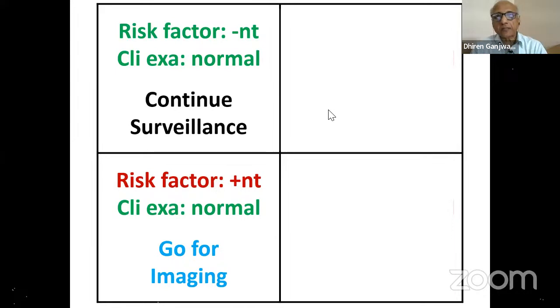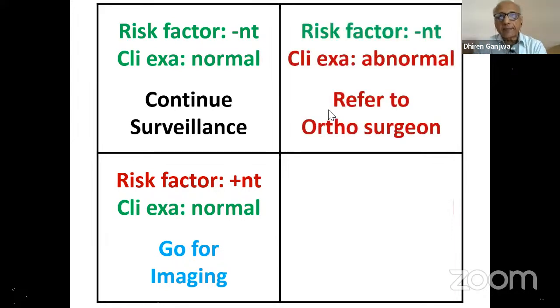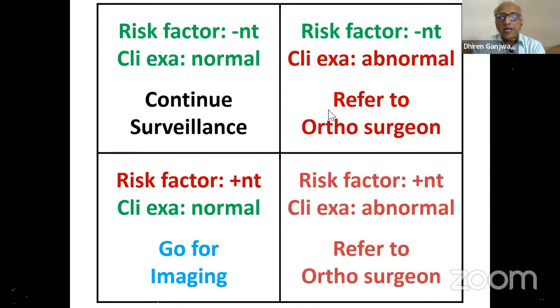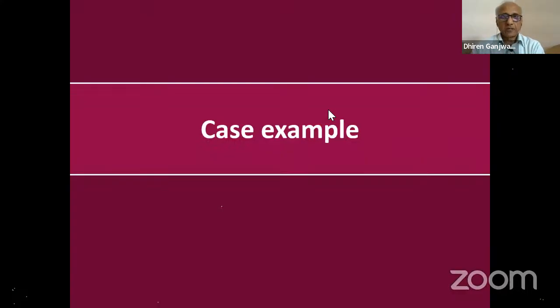Then comes the third part. The clinical examination is abnormal. However, risk factors are absent. But because the clinical examination is abnormal, the child requires referral to an orthopedic surgeon or pediatric orthopedic surgeon. And if risk factors are present and the clinical examination is abnormal, then again the child requires referral to an orthopedic surgeon.